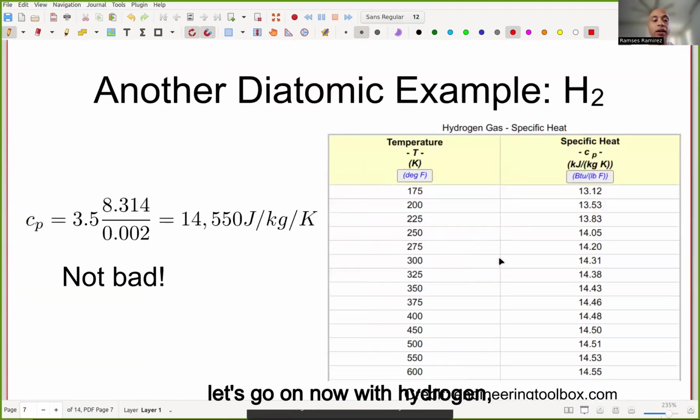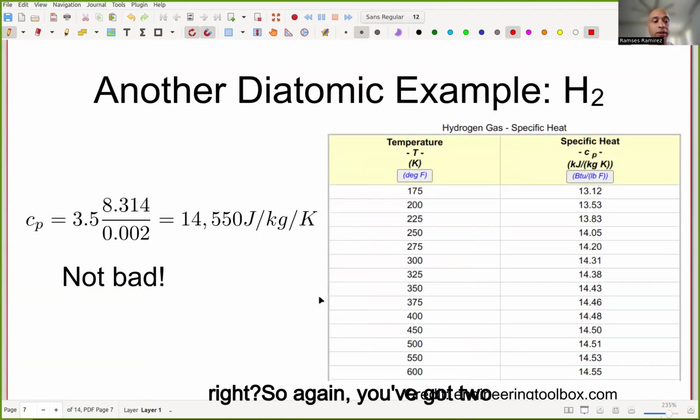So let's go on now with hydrogen. Again, you've got 2 grams per mole, and it's a diatomic molecule. So you have 7 halves times 8.314 over 0.002, and you get something like 14.5 kilojoules per kilogram per Kelvin, which is very close to what the experimental data shows. Again, this is less than 1% error compared to the observations or the experimental data. So again, the theory agrees with the measurements very well.